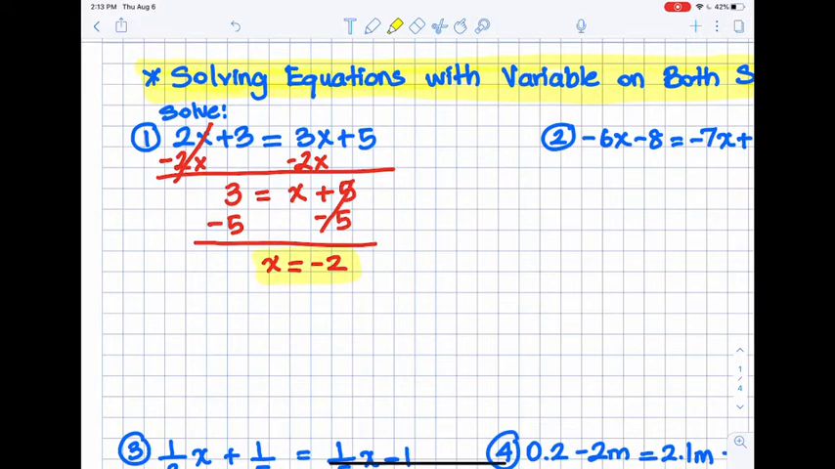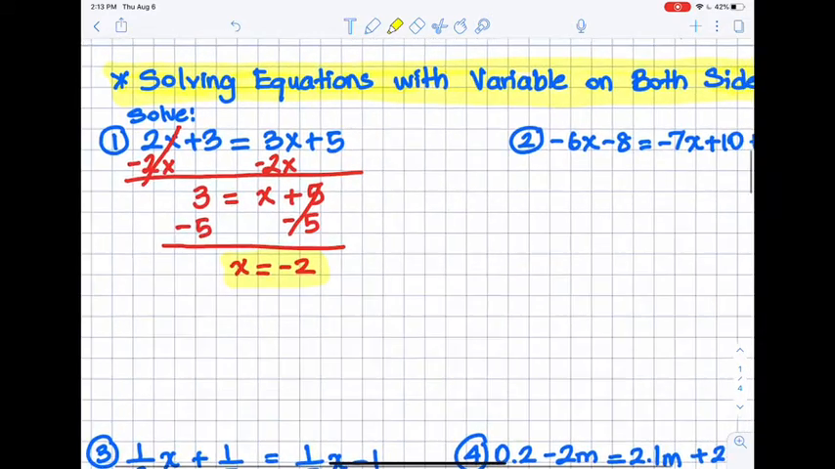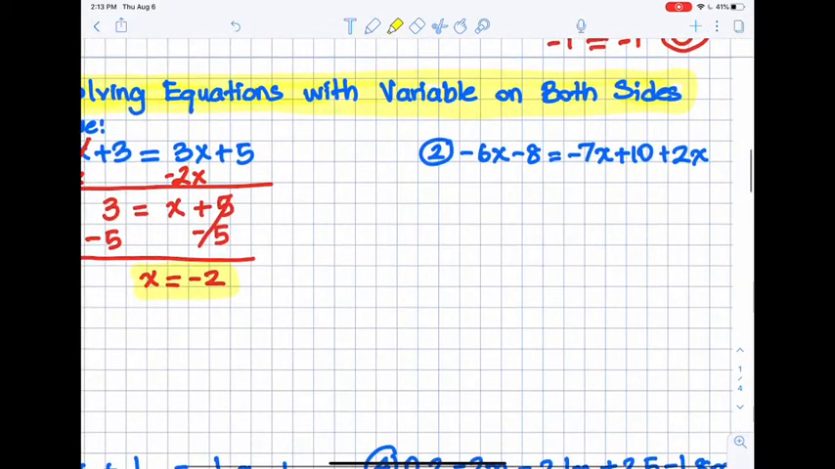I'm not going to check all the answers here, but please don't forget to check your answer by plugging in negative 2 for x, or substitute negative 2 for x in the original equation to see if both sides of the equation have the same numerical value. Okay, let's continue with number 2.